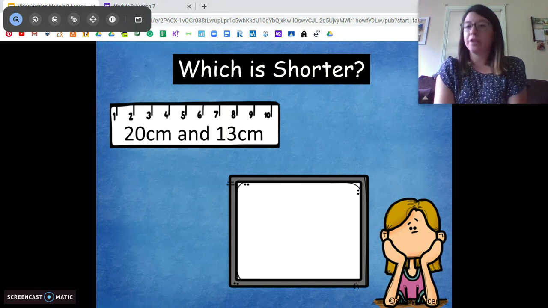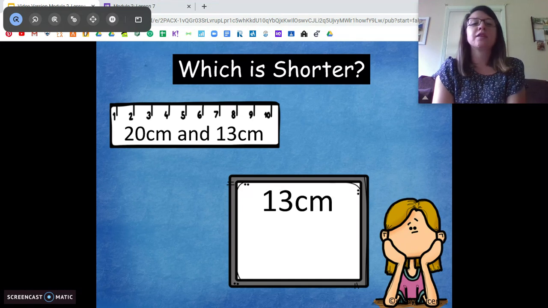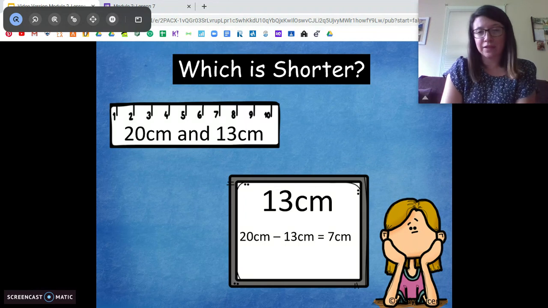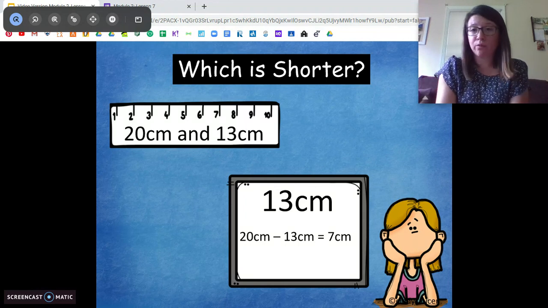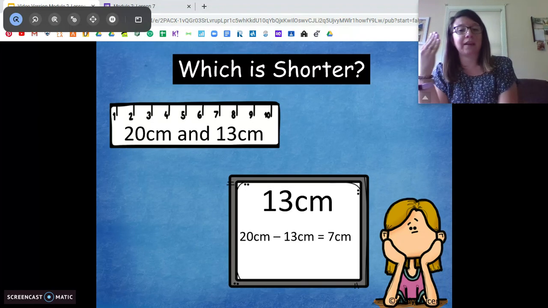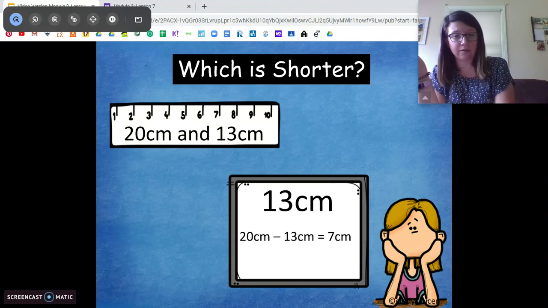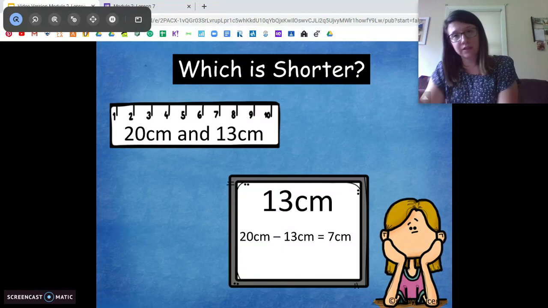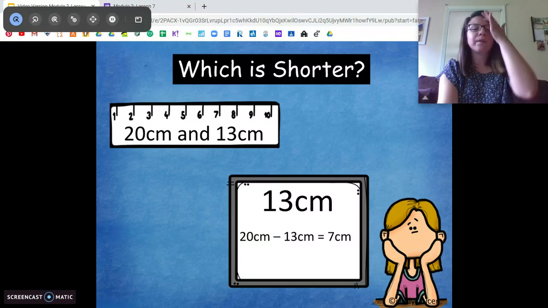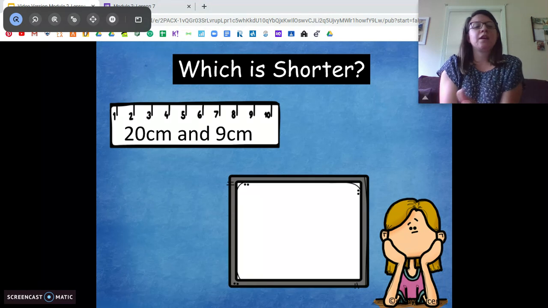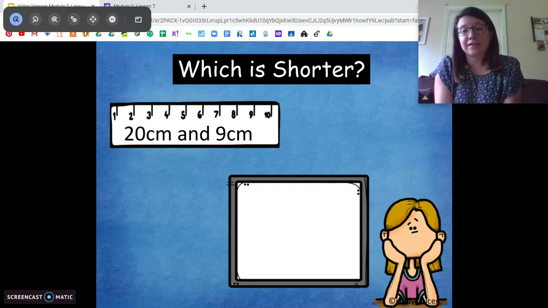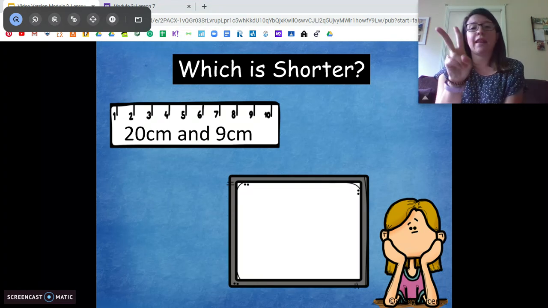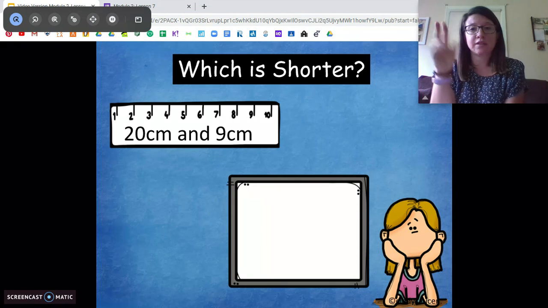Ready? Which one is shorter? 13 centimeters. And then the difference, we start with the bigger number. 20 centimeters minus 13 centimeters equals 7 centimeters. Again, use what you know. You know that 10 minus 3 is 7, so we can easily figure out 20 minus 13 is also 7. Use what you know. All right, next one. 20 centimeters and 9 centimeters. Tell me which one's shorter, and then I want a number sentence telling me the difference.